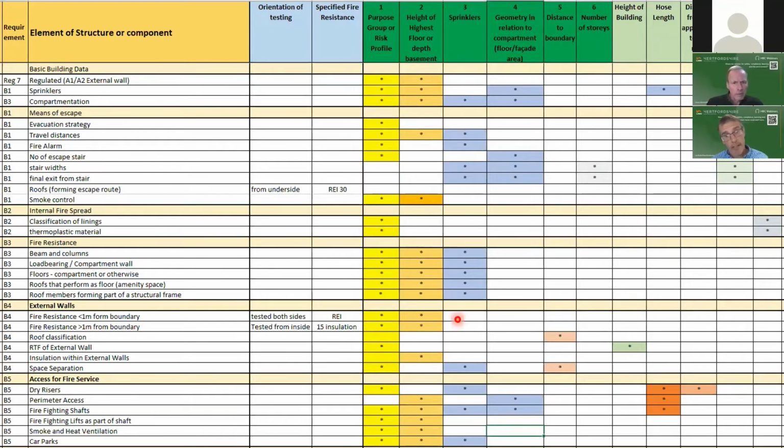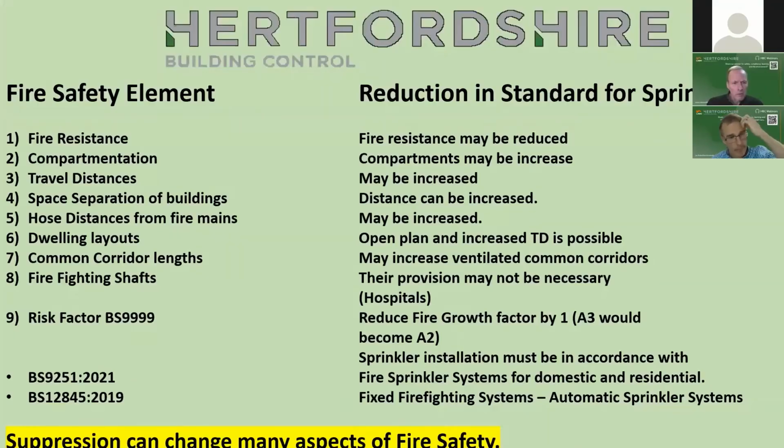And then sprinklers are the next in line. So sprinklers can change all of these aspects that are highlighted here. And to make it simple, we kind of put them together for you. So sprinklers or their equivalent can reduce fire resistances. 90 minutes fire resistance, for residential properties over 18 meters, can be dropped down to 60 minutes.